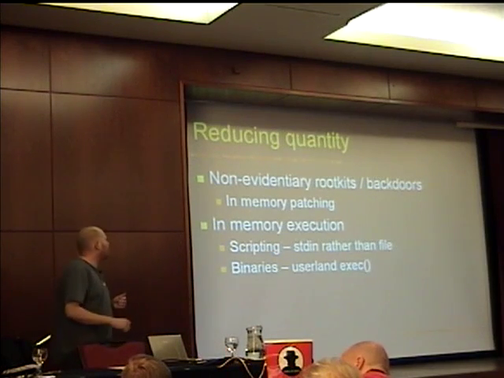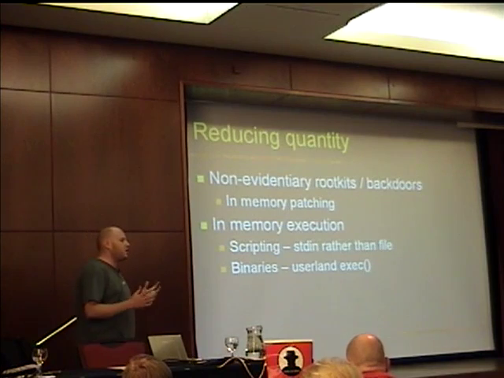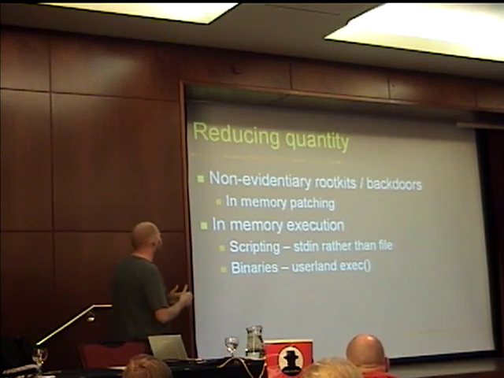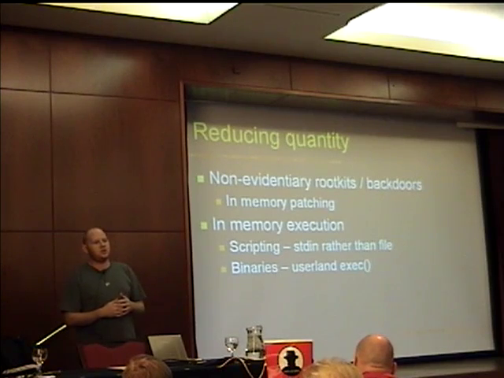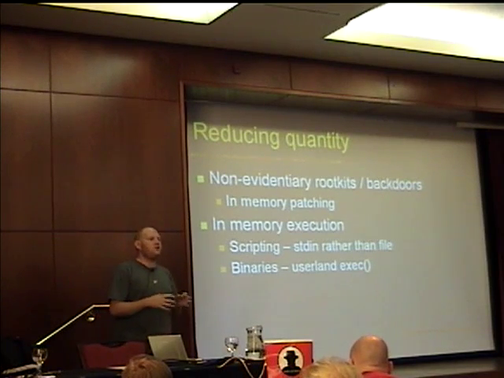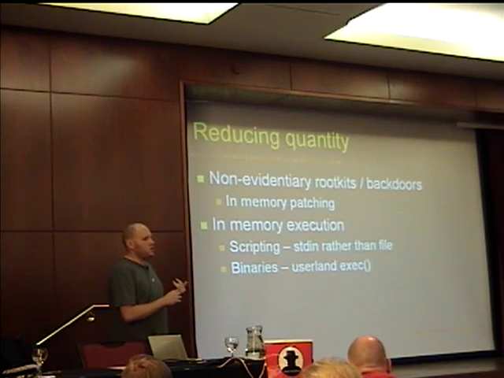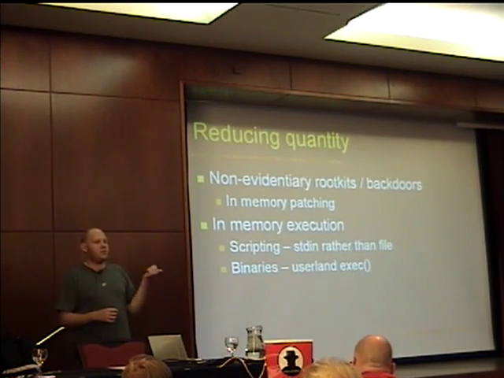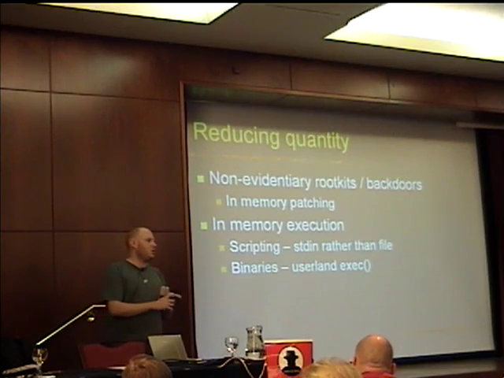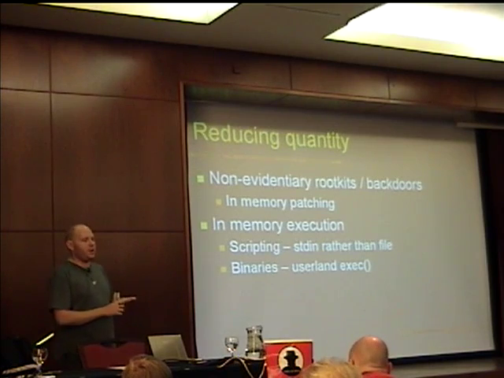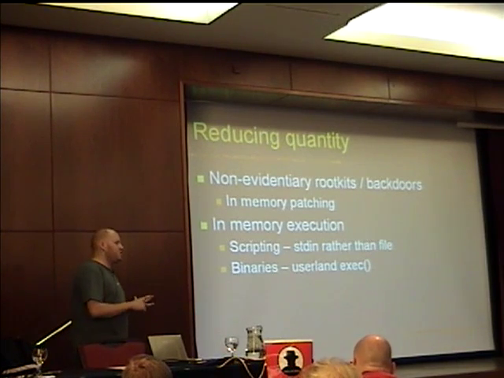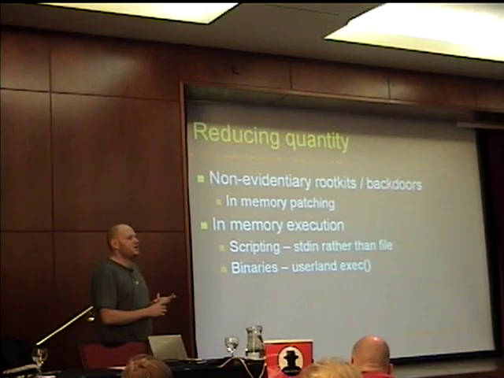So if we look at how we can limit the quantity of information, very, very common is non-evidentiary rootkits, right? This is stuff that leaves no information at all behind, in theory. So we operate entirely in memory. So this basically means in-memory patching. So people use Socket or Adore when it's installed correctly. I've seen people who backdoor Apache processes. I've seen all sorts of SSHD stuff.